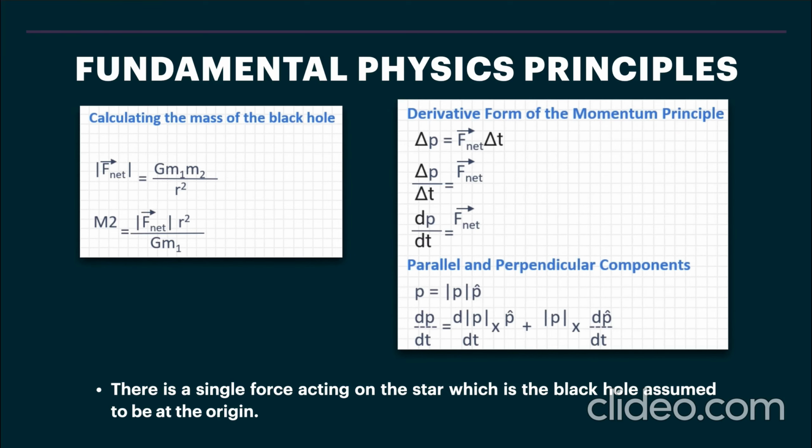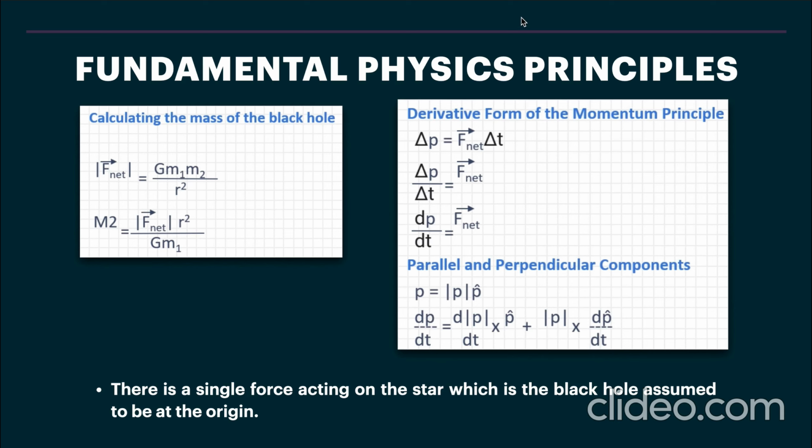The fundamental physics principles involved are quite simple. The first one is what we use to calculate the mass of the black hole, which is G m1 m2 upon r squared, which is used to calculate the gravitational force between two objects, and thus we just play with the formula a little and calculate the mass.